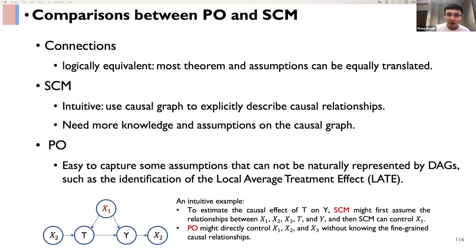Okay. Because this is the end of the introduction of the potential outcome and the SCM based methods, I will briefly compare these two causal frameworks. Generally, they are logically equivalent. Most theory and assumptions can be equally translated. For example, the unconfoundedness assumption in the potential outcome framework can be equally translated in the SCM framework.